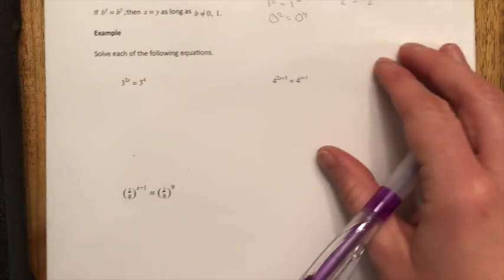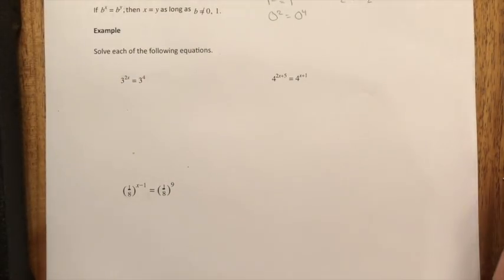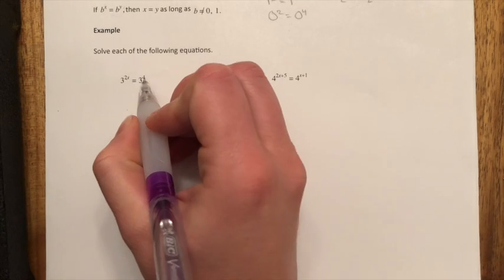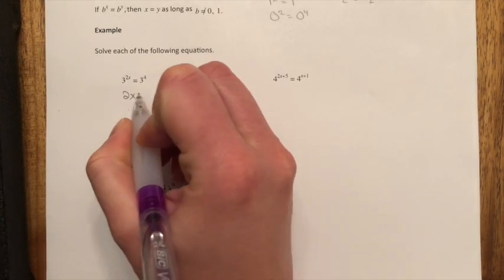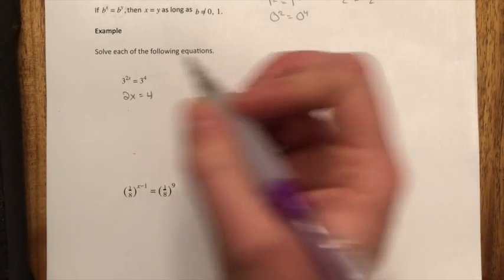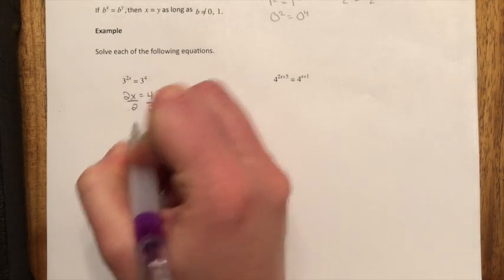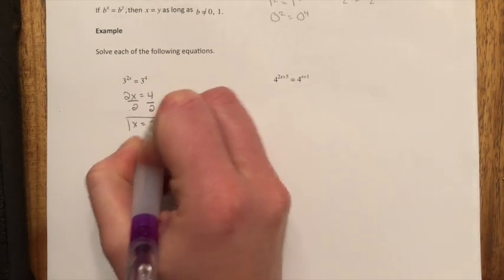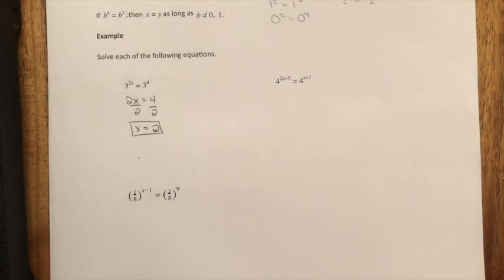So for this one, we have 3 to the 2x equals 3 to the 4. What we know is that these 2 exponents have to equal each other. So we can just write 2x is equal to 4. Then we just solve for x. So x would be equal to 2 for that to be true.